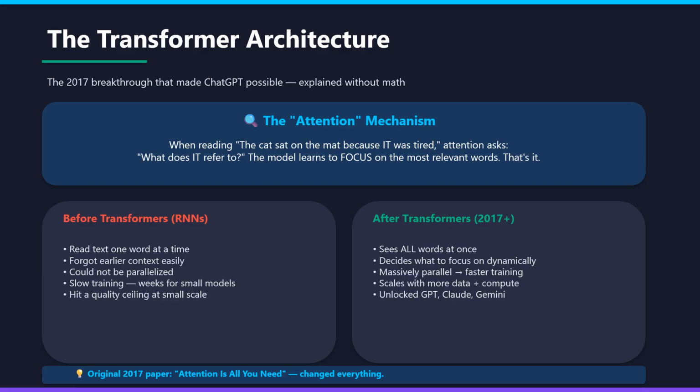Okay. The callout at the bottom is that the original 2017 paper was called Attention Is All You Need, and it changed everything. You don't need to understand the math, but knowing that attention is the key mechanism helps you understand why these models are good at understanding context and relationships in text. Okay.